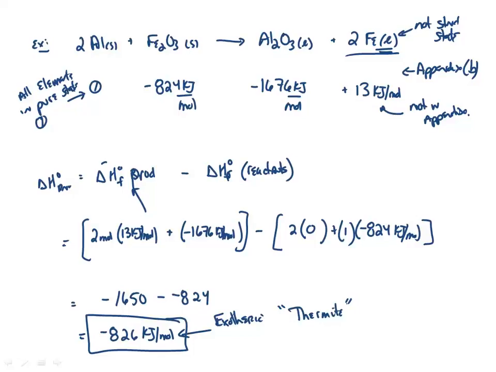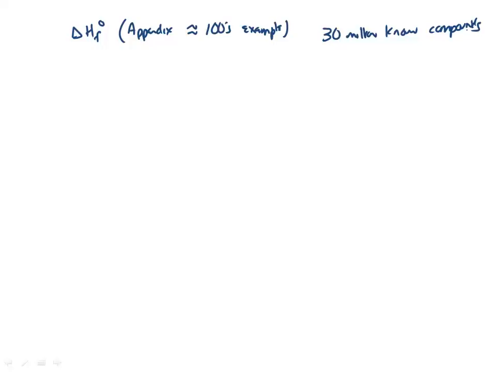Okay, so delta H's of formation are wonderful. But again, our appendix only has maybe a couple hundreds of examples. Well, frankly, there are about 30 million known compounds. And we only know the delta H's of formation for a few of those. And so if we want to do any sorts of calculations to see if things are feasible, if a chemical reaction is likely to occur or not, we need to use some approximations. So the second method that we can use to calculate the delta H of reactions is we use bond dissociation energies.